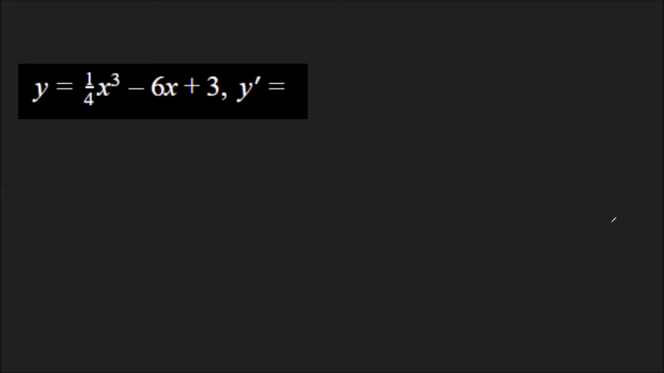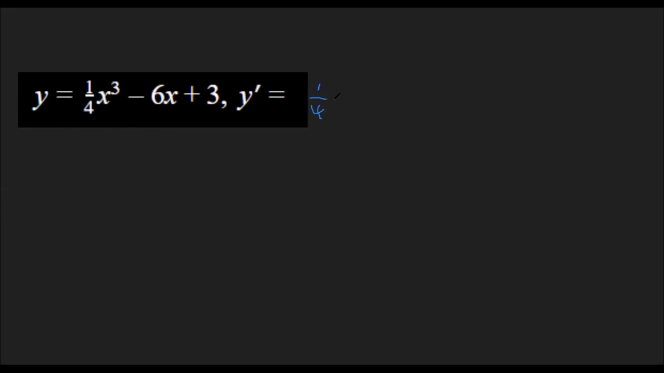Okay, this one looks a little bit difficult, but it's pretty simple. It states that y is equal to 1/4 times x cubed minus 6x plus 3. And now we have to find the derivative of that. First, we're going to just focus on each individual term. So first, let's focus on 1/4 times x cubed. We're going to write out 1/4 times, bringing down the exponent, which is 3, times x to the power of 3 minus 1, which is 2.